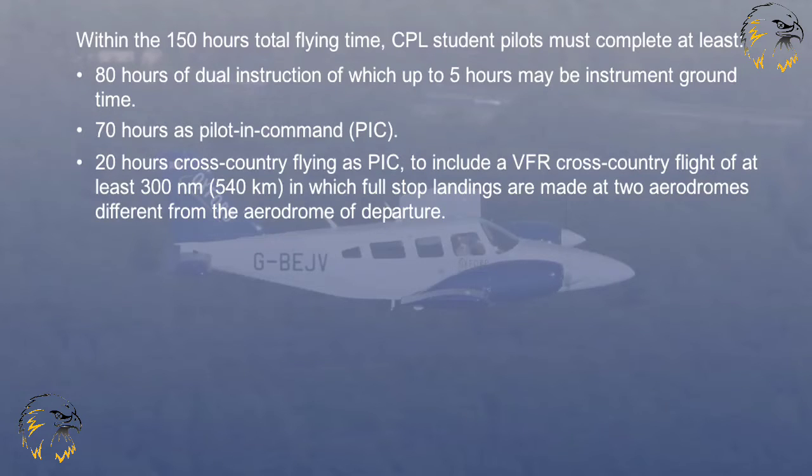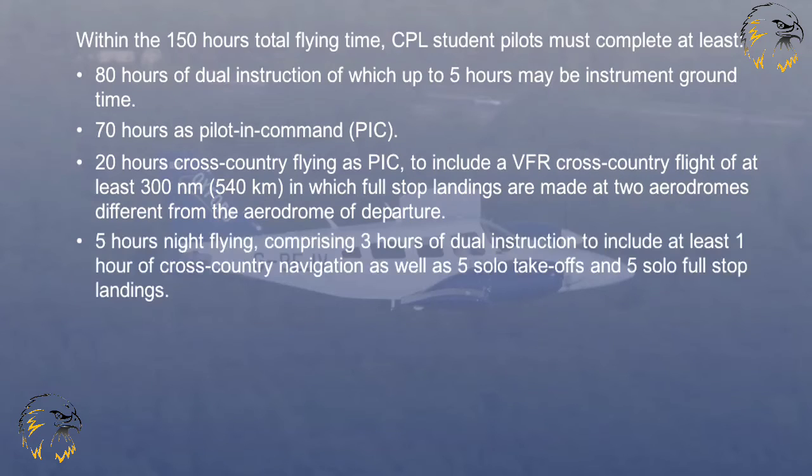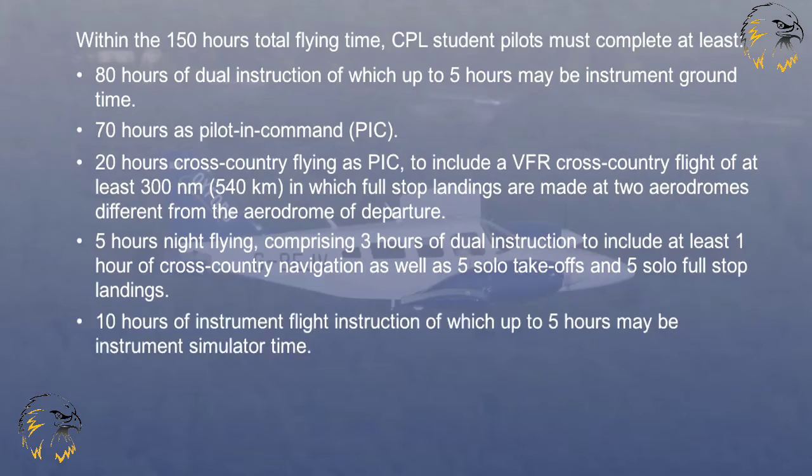20 hours of cross-country flight as pilot in command, including a VFR cross-country flight totaling at least 300 nautical miles, that's 540 kilometres, during the course of which full-stop landings are made at 2 aerodromes different from the aerodrome of departure, 5 hours night flying, comprising 3 hours of dual instruction, to include at least 1 hour of cross-country navigation, as well as 5 solo takeoffs and 5 full-stop landings, 10 hours of instrument flight instruction, of which up to 5 hours may be instrument ground time in an FNPT 1 or 2 or flight simulator.